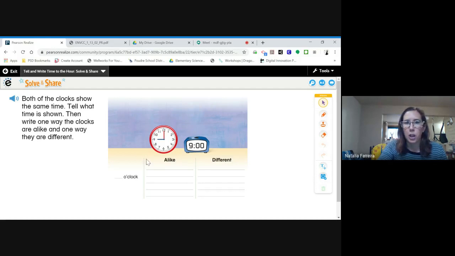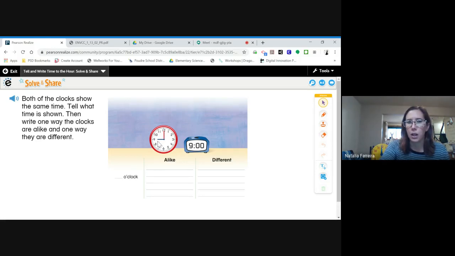Okay, so our solve and share today says, both of the clocks show the same time. Tell what time is shown. Then write one way the clocks are alike and one way they are different. So let's look at both of our clocks. What do you notice about the clocks? We need to figure out what time it's telling us. What is the time that is shown?